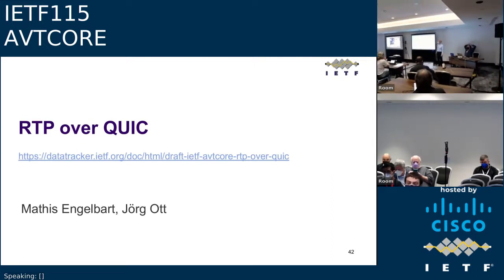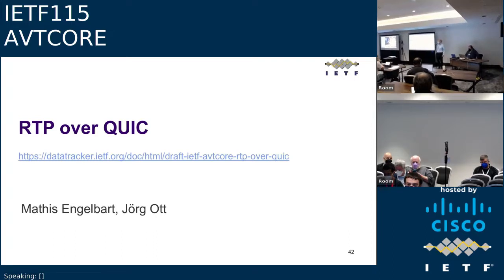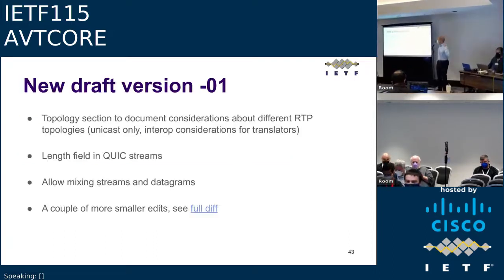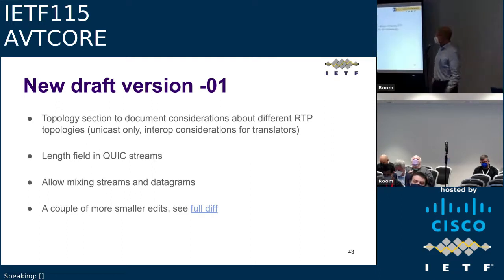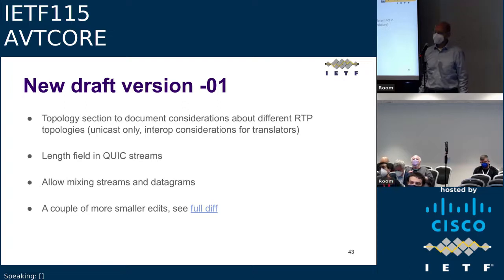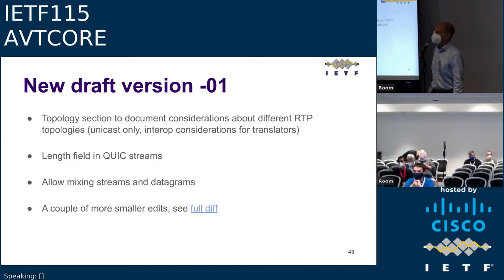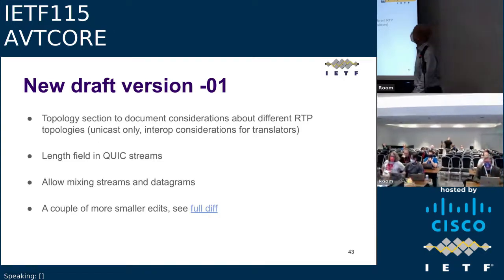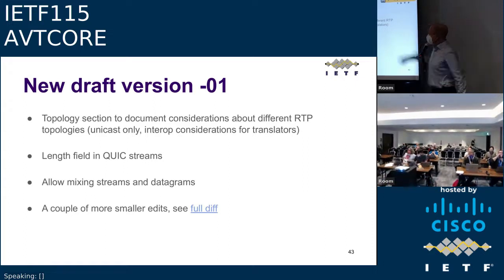Okay, now that we have been alluding to RTP over QUIC all the time, we can actually get to it. Next slide. So we have done a bunch of updates, one that pertained to this entire S-frame discussion we had for the last 10 minutes. So some of what you were asking for is already in the document. We allow mixing streams and datagrams now. But I first want to talk about the length field in QUIC streams. To support translators, we would need to chop big things up into smaller things.